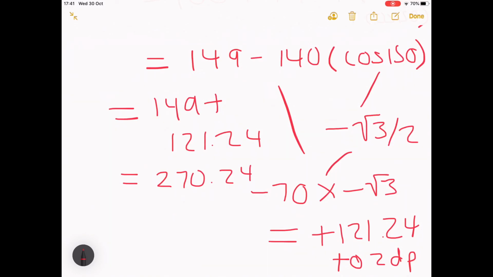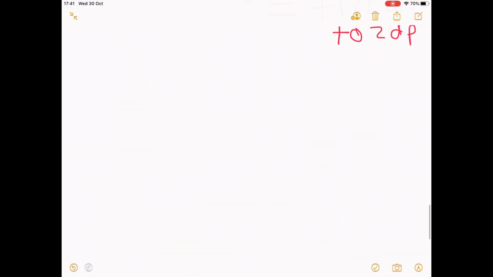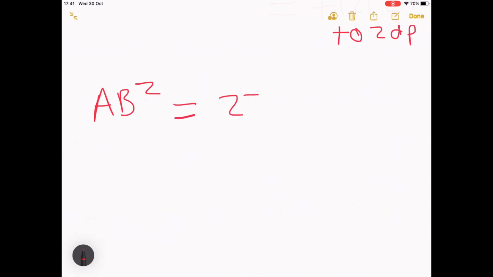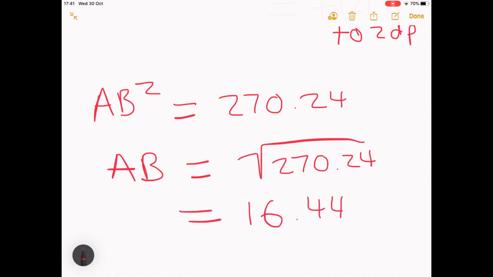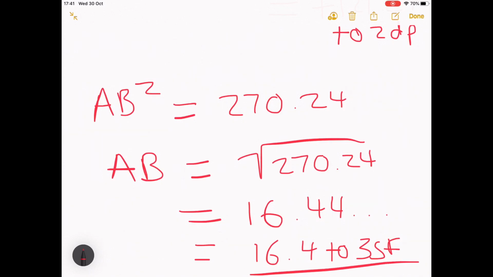So now we've got a value for AB squared. So AB squared equals 270.24. So obviously, rearranging it, you would get AB equals square root of 270.24, which using a calculator, you get 16.44 and so on. But to 3 significant figures, that would just be 16.4. So the answer would be 16.4 centimeters for AB.